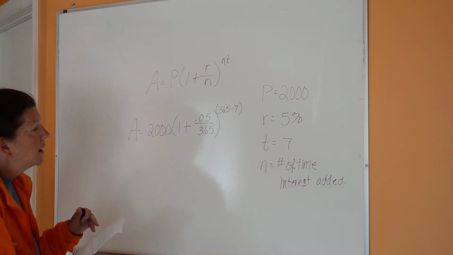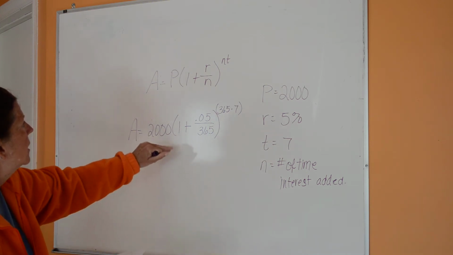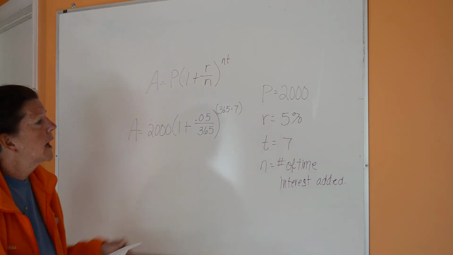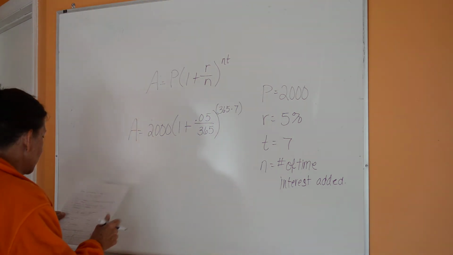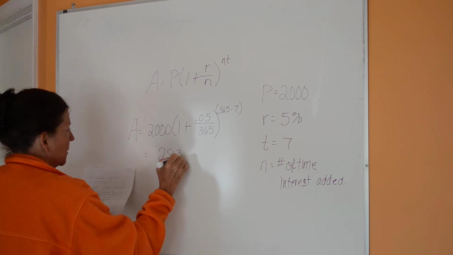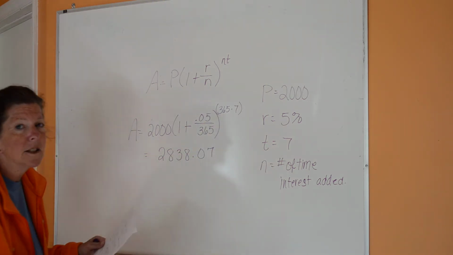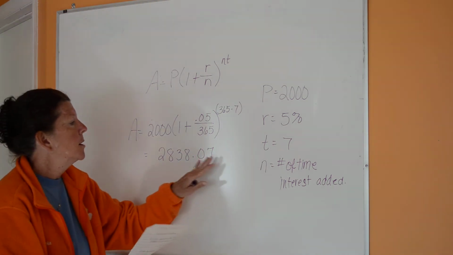Now, be careful of your parentheses, but you should be able to do this all in one shot on your calculator, if you put the parentheses in there in the right location. And you should come up with $2,838.07. Now remember, it's going to have to be rounded to 2 places after the decimal, because you're talking about money.